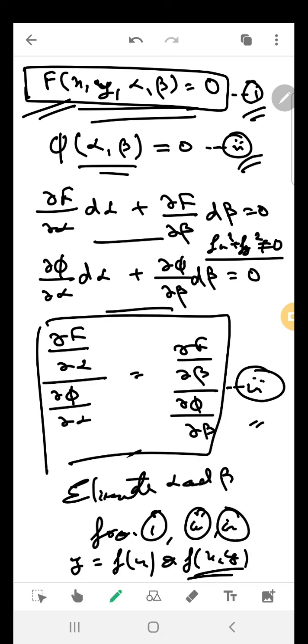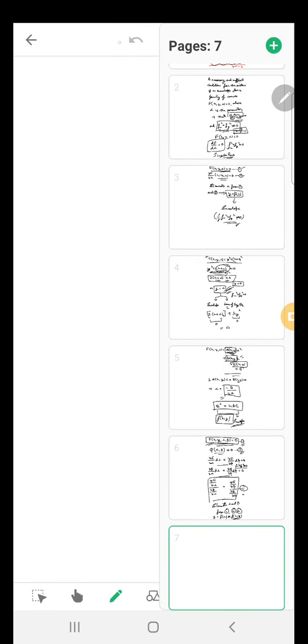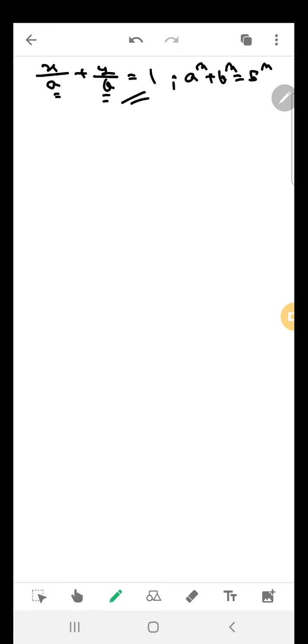Okay, now I will be solving a problem to make sure that you have understood what I am telling here. The equation says that you have a family of straight lines x upon a plus y upon b equals 1, and a and b are parameters given by the equation a to the power n plus b to the power n equals 5 to the power n. Clear? You need to find the envelope to this particular family of straight lines.